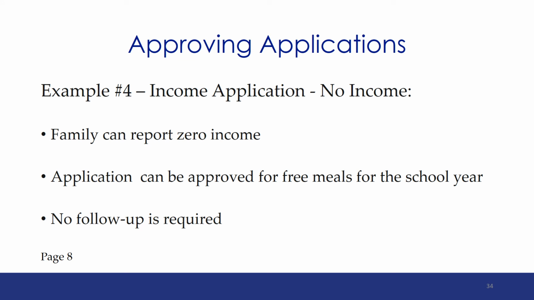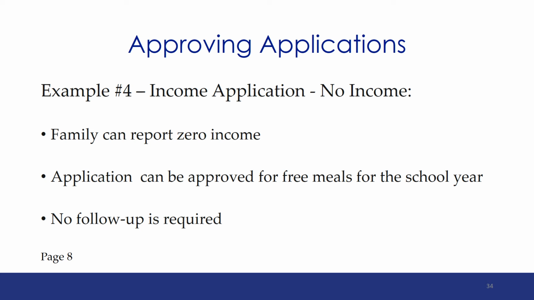Example number 4 on page 8 is an application with no income. Families can report 0 income. The application can be approved for free meals for the rest of the school year. If a family is withdrawing money from their savings each month or receiving help from others, that amount can be listed on the application as their source of income. The household can then be approved based on the amount reported.